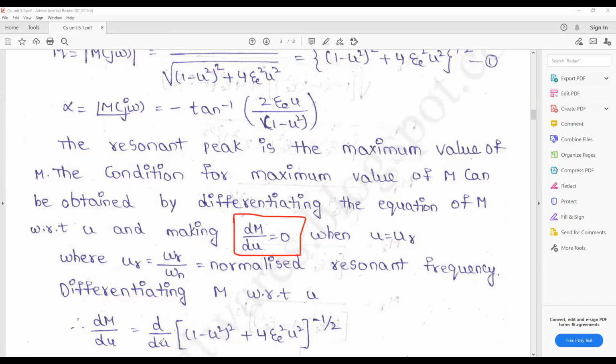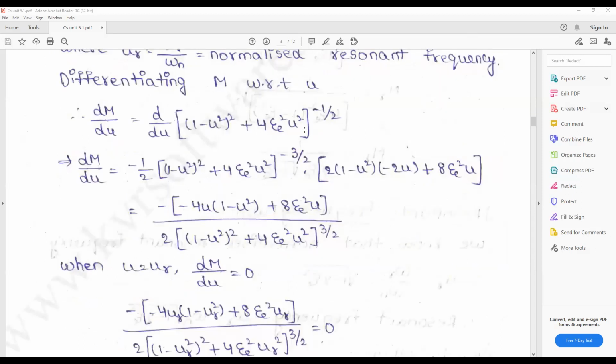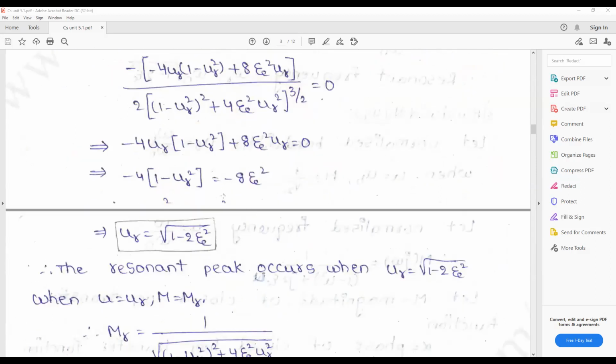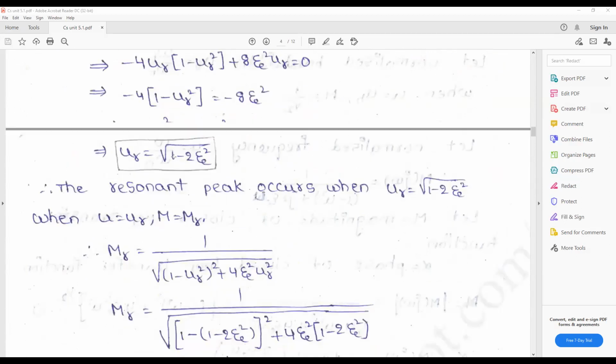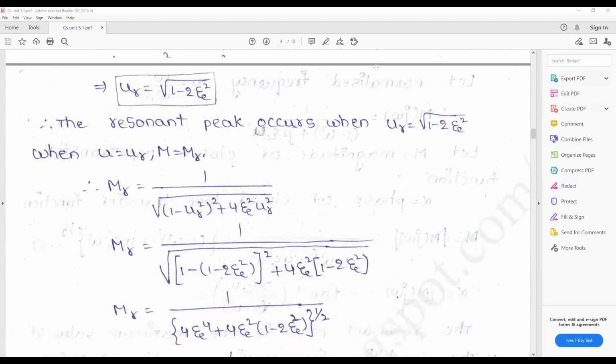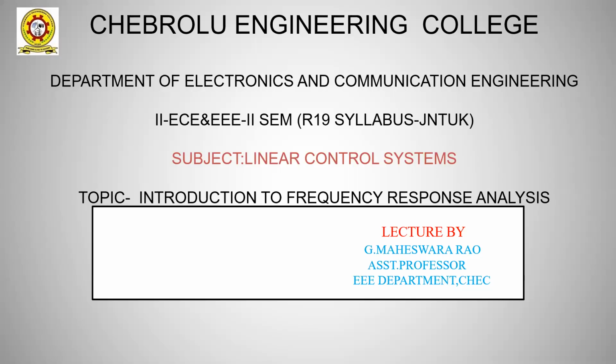Okay, so differentiate the magnitude equation: a plus b whole square to the power minus 1 by 2, into 1 minus u square whole square, by minus 1 by 2 minus 1. Again differentiate the u terms. So the peak occurs at ur is equal to square root of 1 minus 2 zeta square. Okay, so I will explain this very simply. I will tell you this one now, and from next time you will do it yourselves.